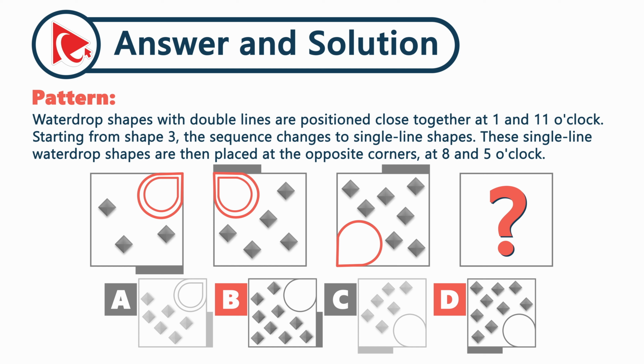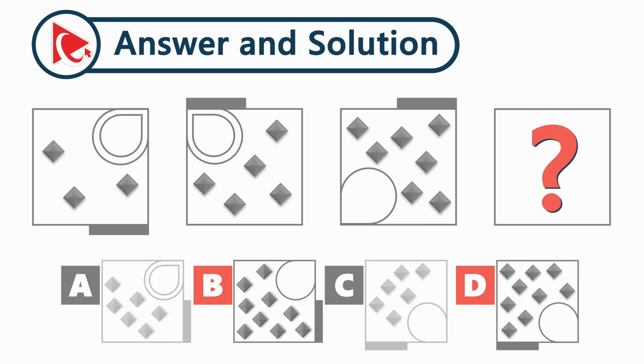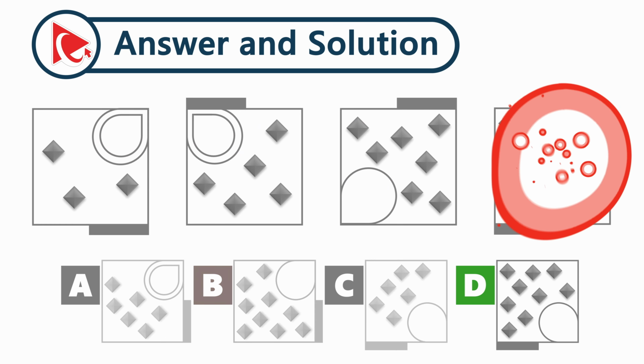Starting from shape 3, the sequence changes to single line shapes. The single line water drop shapes are then placed at the opposite corners, at 8 o'clock and then at 5 o'clock. Based on this, we can easily conclude that the correct answer here is choice D.